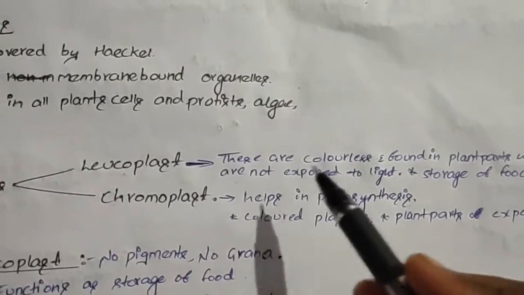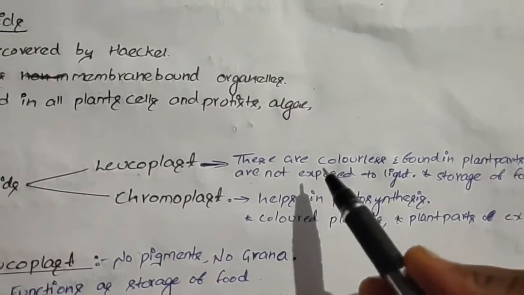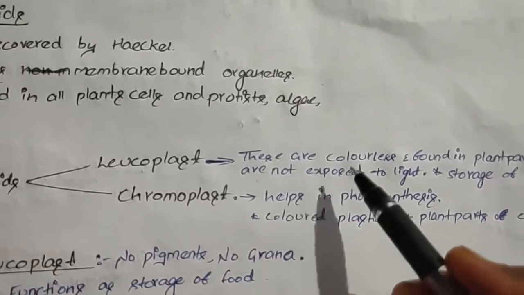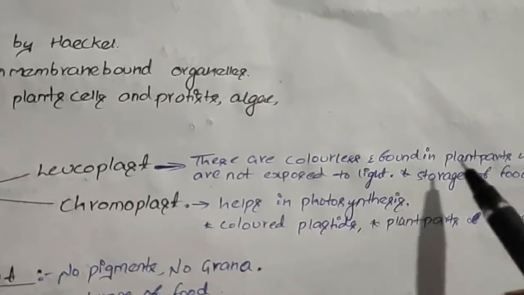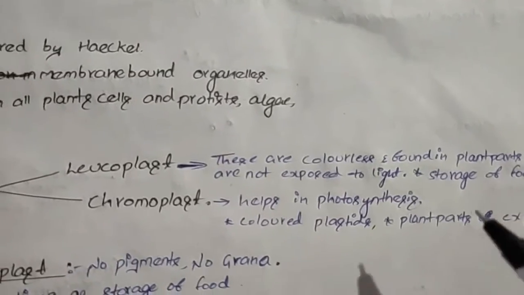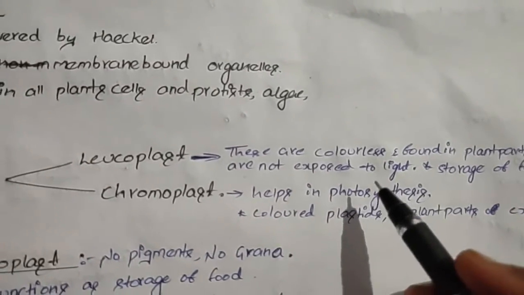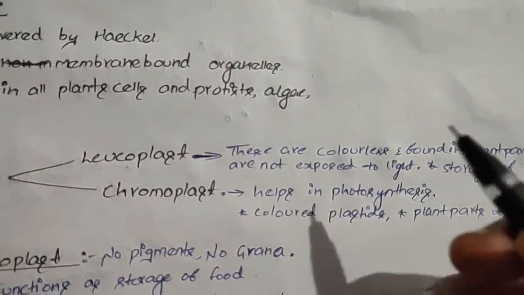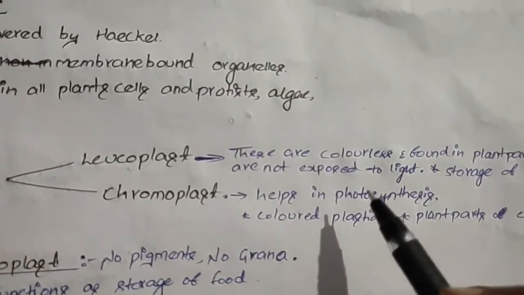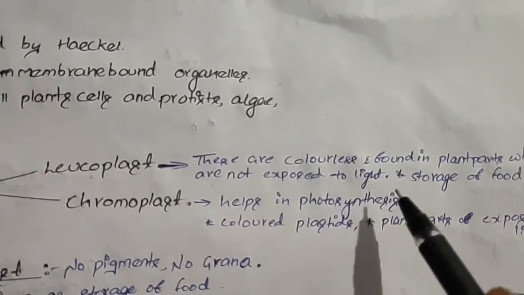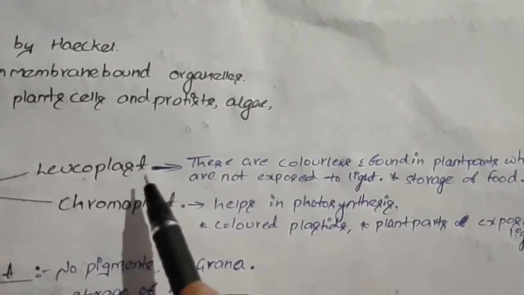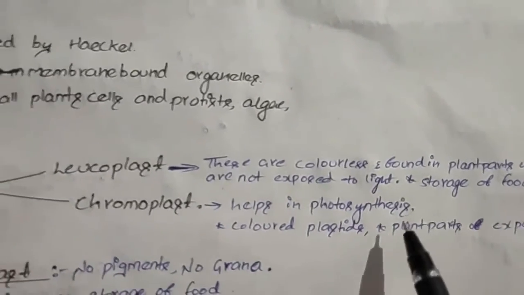One is leucoplast and the other is chromoplast. Leucoplasts are colorless, because pigments are not present in them. These leucoplasts are found in plant cells which are not exposed to light, because they don't help in photosynthesis and pigments are absent. The function of the leucoplast is to store food material.